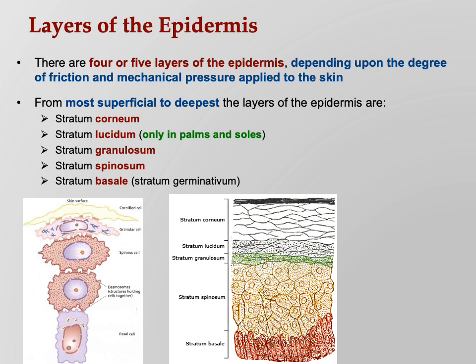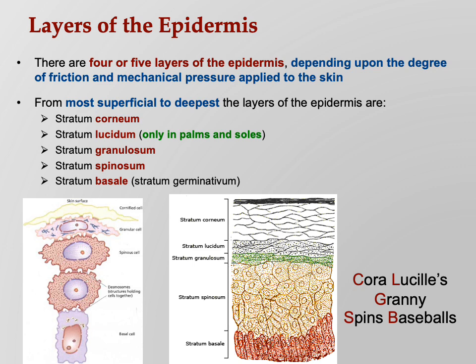Now, you actually do have to know the 5 layers of the epidermis, and you have to know what order they're in, and you have to know which one is on the top and which one is on the bottom. So, one little thing that I've used in the past to help myself remember the exact order, I remember that Cora Lucille's granny spins baseballs.